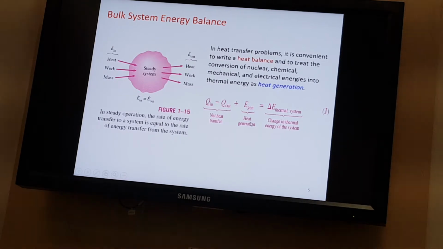Another question I want to ask here. We're talking about the law of thermodynamics, right? Energy cannot be generated. And we actually have one term here, the third term, E generation. So, is that complete?